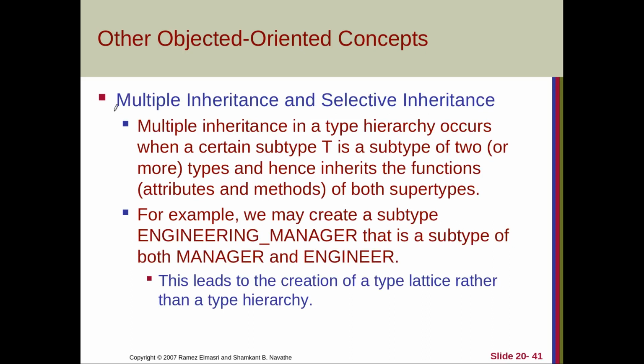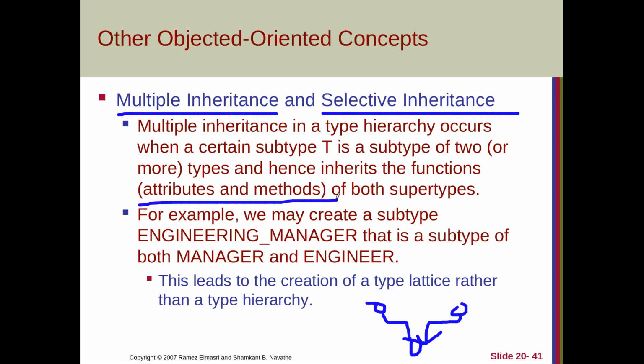Then similarly, object-oriented databases support multiple inheritance and selective inheritance. What is multiple inheritance? Multiple inheritance means a new type is defined from more than one type. That is also supported by object-oriented databases. Here a subtype T is a subtype of two or more base types. For example, we can create a subtype engineering manager, which is a subtype of both manager and engineer. So this is another object-oriented concept that is associated with object-oriented databases.